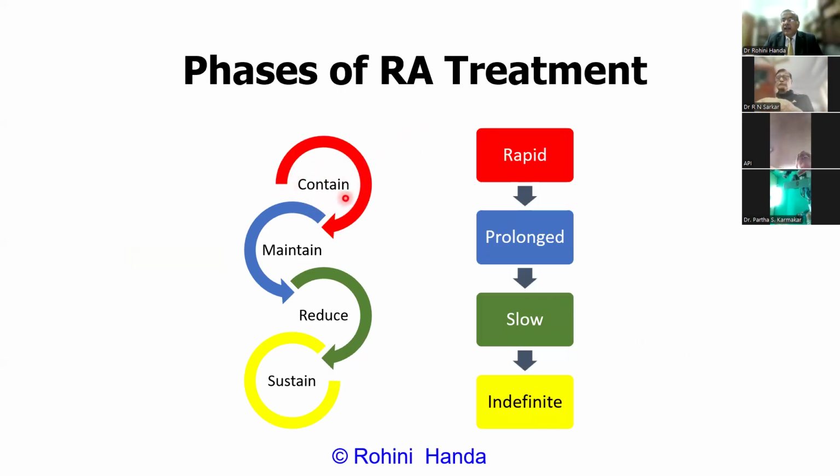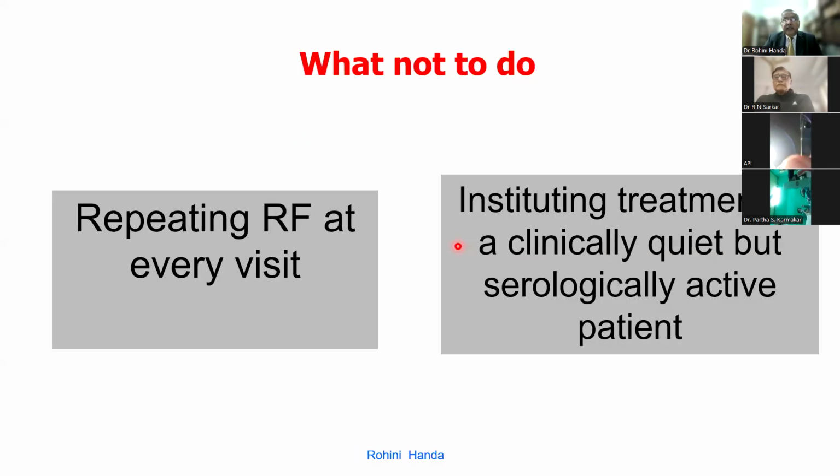First is contain rapidly. Then you have maintain, and maintenance periods are prolonged. Once the person has been in good disease control for 6 months to 1 year, you slowly reduce and then you maintain indefinitely. And the indefinite dosage of methotrexate could be as low as 2.5 or 5 milligrams per week. The controlling dose may be 20 milligrams. But 2 years down the line, if the patient is in sustained remission, you could be on 2.5 milligrams a week. What should you refrain from doing?